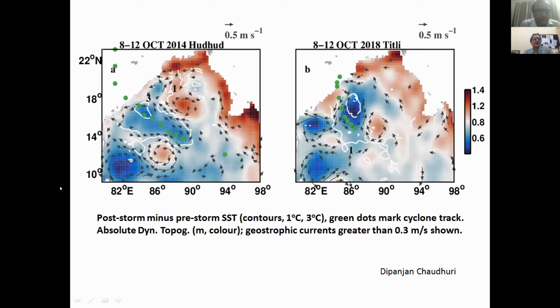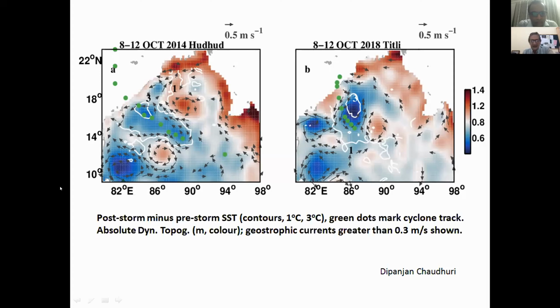Two other cyclones. 2014, there was a powerful cyclone Hudhud. That seemed to have led to some cooling in the open ocean as well. Again, near the coast, there's a 3 degrees Celsius cooling contour in white. And again, since there was no data, we don't know what happened there. Another tropical cyclone, Titli, October again. There is a 3 degrees Celsius cooling in association, roughly in the same location as this low sea level eddy-like feature. Once again, we do not have sufficient observations to understand what really happened there.